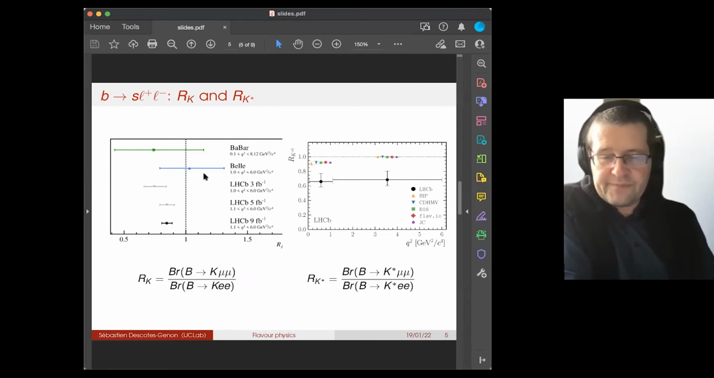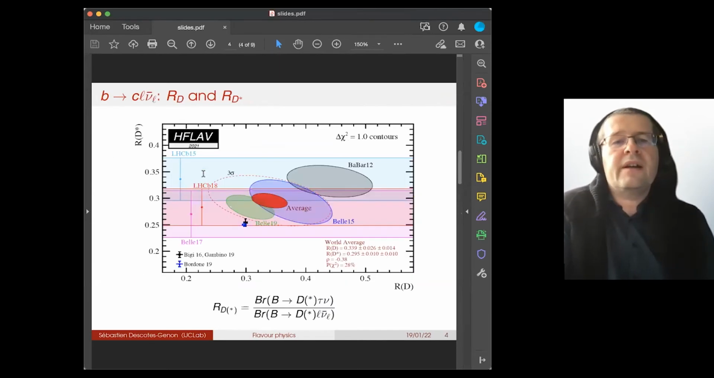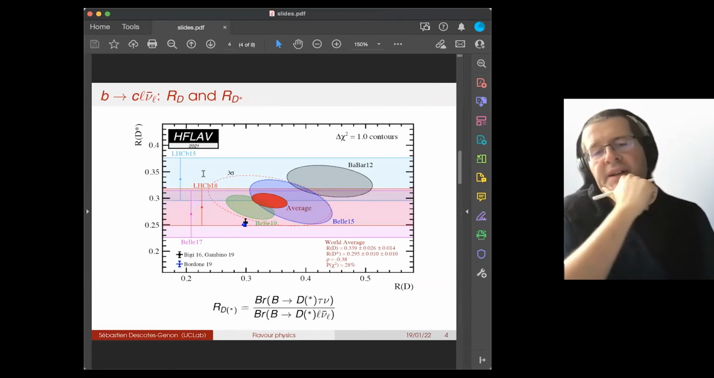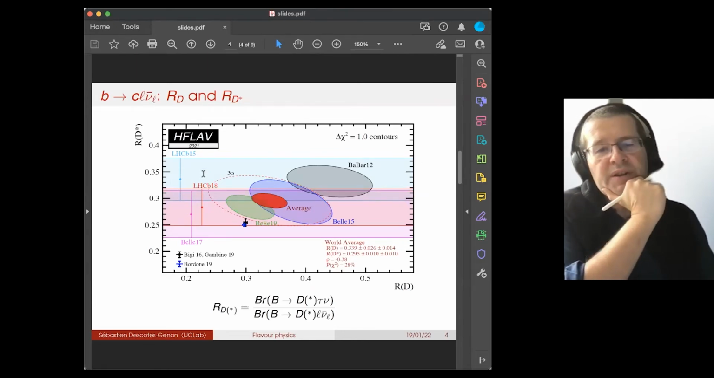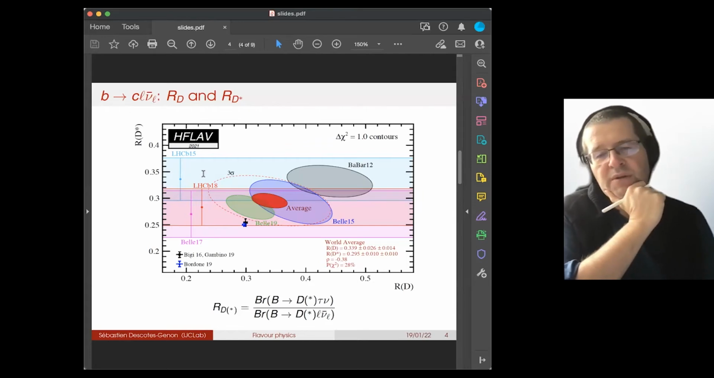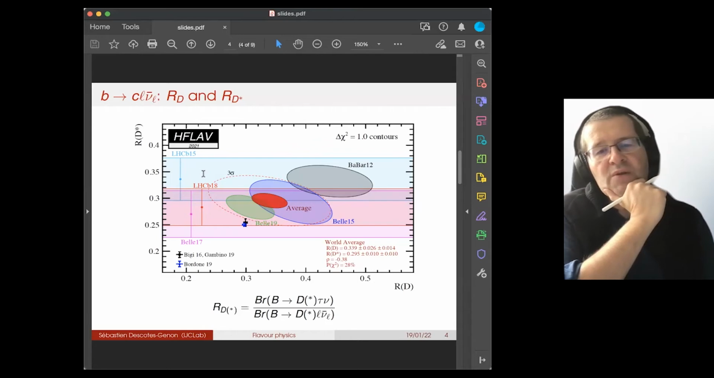Actually, I didn't mention that before. When we looked before at RD and RD star, the value from the standard model of RD and RD star is not 1. It's far from 1, because the mass of the tau is very different from the mass of the electron and the muon, and so obviously you do have quite large kinematic effects related to that.